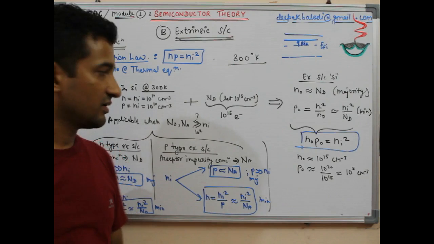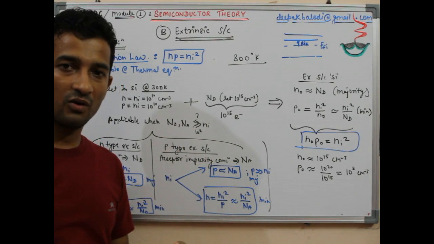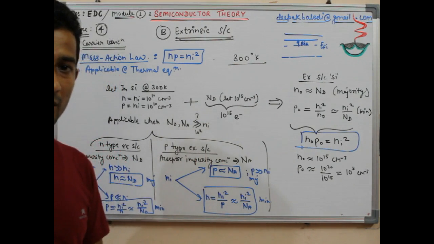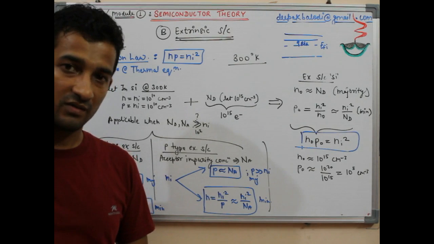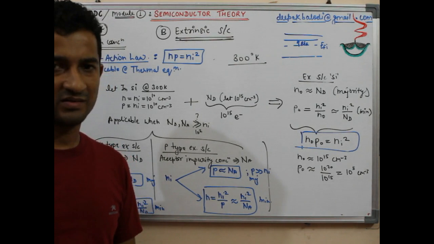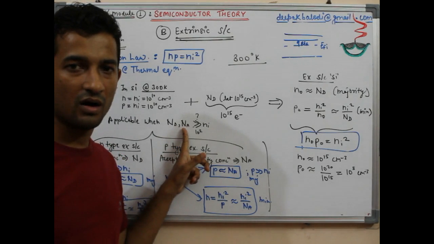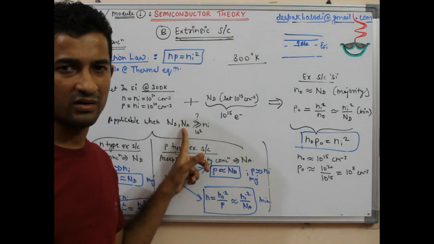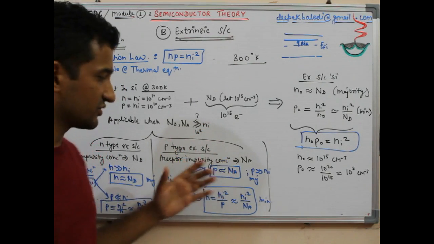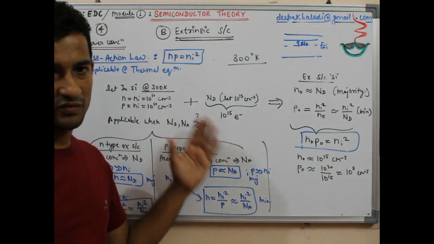But if for the same ni, 10 to the power 10, ND or NA lie somewhere around 10 to the power 11 or 10 to the power 12, although this is not a favorable case, I must say, because then we are not exploiting the use of doping. But if the problem statement is that ND or NA is only one order or barely two orders greater than this, then we should take some precaution and not go by these approximations. Then there are more rigorous calculations which we are heading towards.